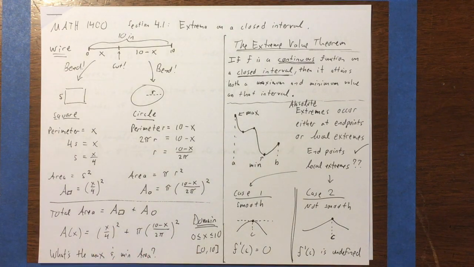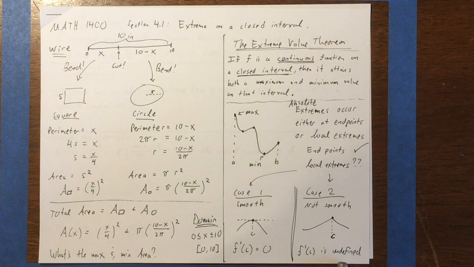Okay. So to find our local extremes, what we're going to need to search for are all of the x values where f prime of c is either 0 or it's undefined. Okay, I'm going to continue this in the next video.